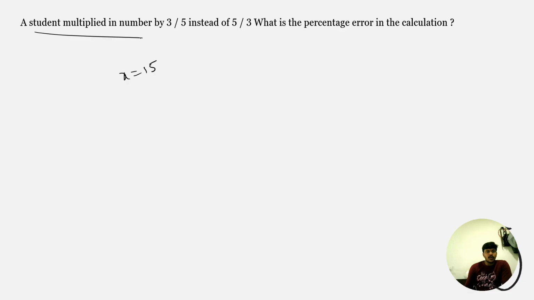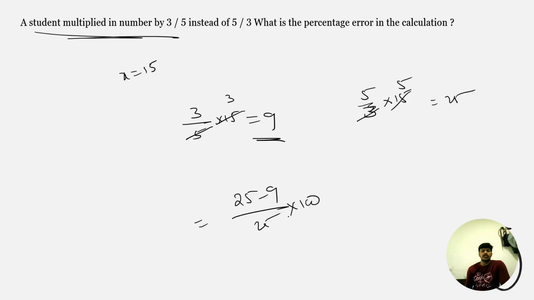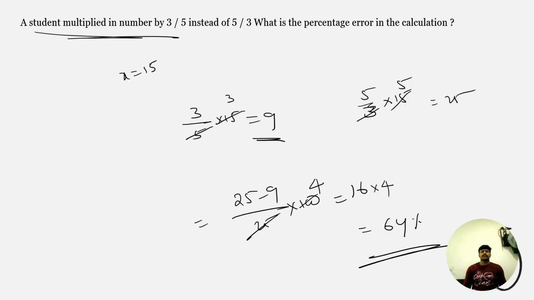Now, what is the present number? 3 by 5 of 15, that is 9. So we got 9 now, but the original number has to be 5 by 3 into 15, which is 25. Yes or no? So our original is 25, but we got 9. So what is the error here? 25 minus 9 by 25 into 100. It is 16 by 4, which is equal to 64%. The same answer you are going to get there, but this is much easier.